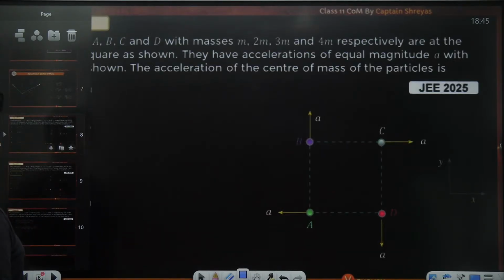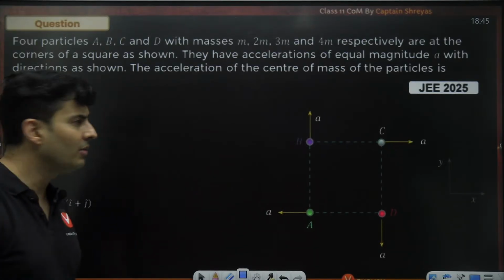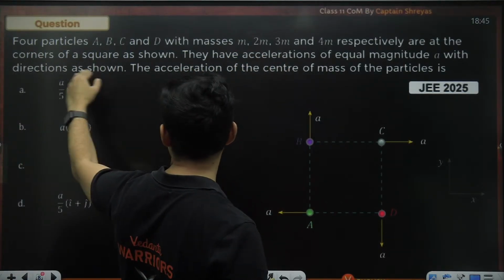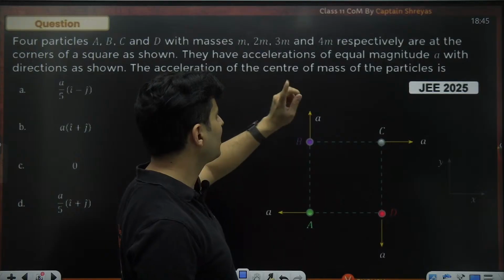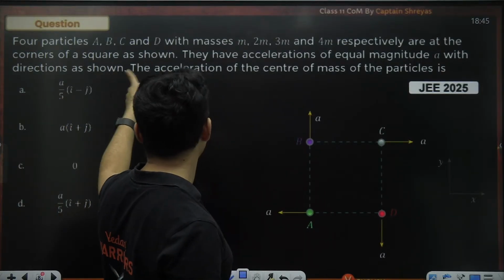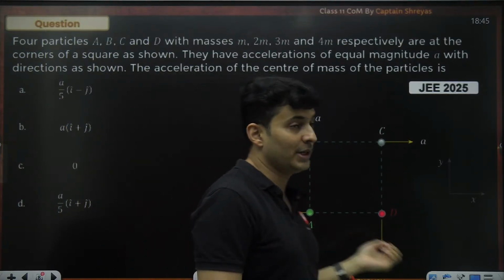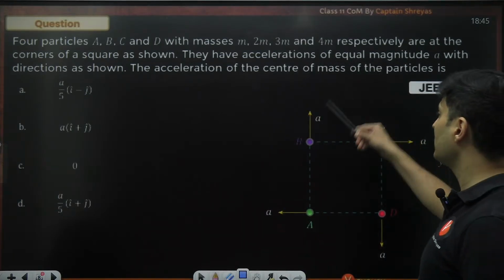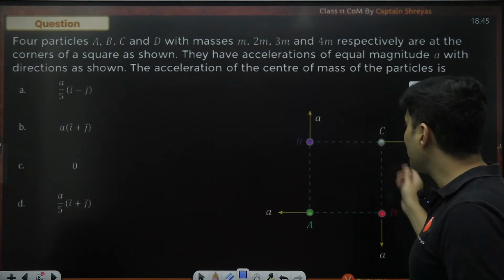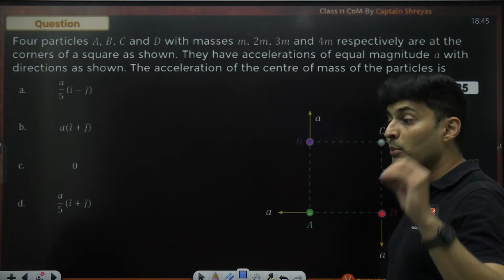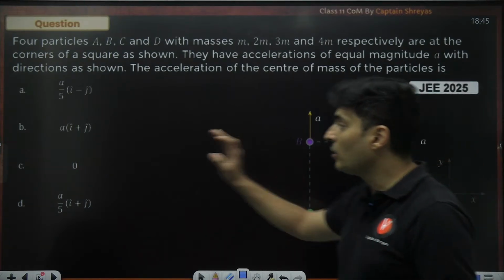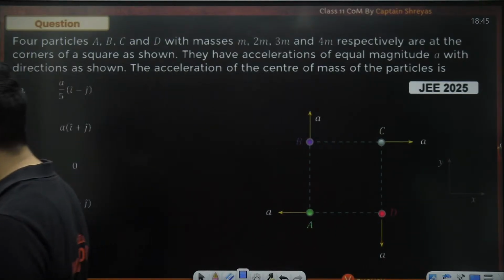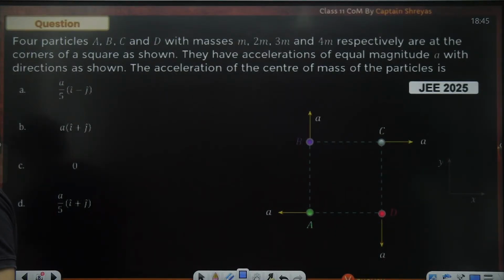Okay. Here comes the first question on your screen. This was asked in JEE 2025. There are 4 particles A, B, C, D of mass m, 2m, 3m and 4m respectively at the corners of a square. They have accelerations of equal magnitude A and direction shown. Find the acceleration of the center of mass. Now, many students thought that because the accelerations are A, spread out equally in all the directions, the answer is 0. Many kids wrote the answer as 0. But will the answer be 0? Think about it carefully. Read the question again, everyone.